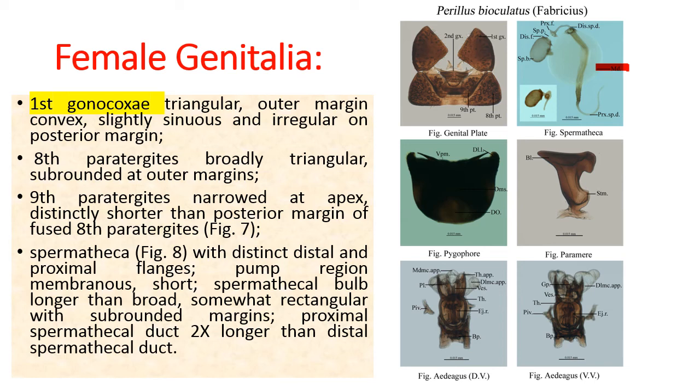See, this short one is the distal spermathecal duct. Let me mark this first of all. This is the short distal spermathecal duct, and this entire part is the proximal spermathecal duct. As you can see, the proximal is twice as long as the distal spermathecal duct.